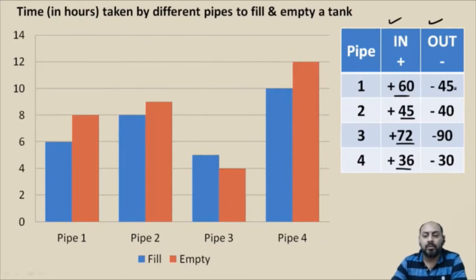And when we talk about the outputs, when we are throwing water out of the same tank, this is their efficiency, right? So what we have done is we have quantified their efficiencies in terms of liters per hour, assuming that the tank's capacity is 360 liters. Now we are good to go with all the questions.